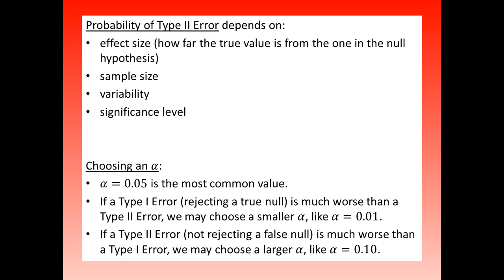The other thing on this slide is that you do have options for alpha. 0.05 is by far the most common value, but if one error is a lot worse than the other, then that might push you in another direction, maybe toward a smaller alpha or toward a bigger alpha, depending on which error is worse. You're never going to have to pick out an alpha in this class, but there will be scenarios where alpha isn't 0.05, where it can be something else.